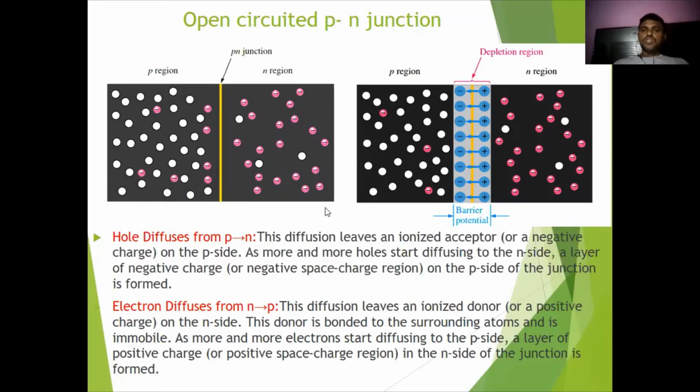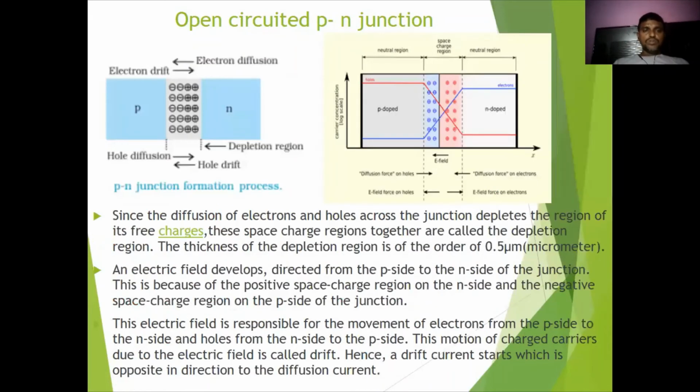So this is the formation of the PN junction, and at the same time the open circuit condition of the PN junction. If you observe, this is the formation of the depletion region, which forms due to the diffusion process here. Next we'll move to the next slide.